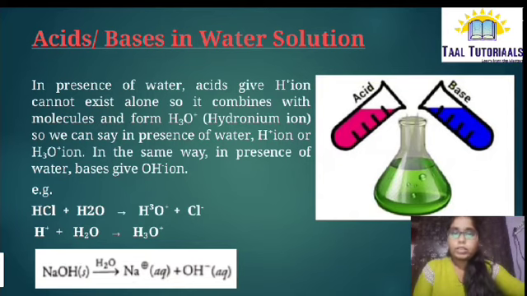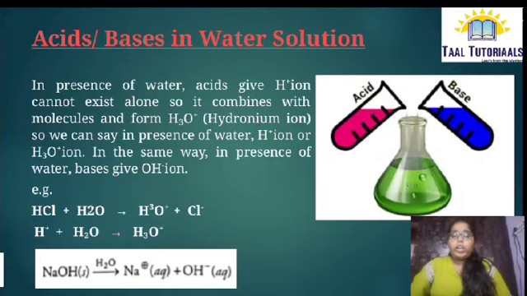Okay. Next, acids and bases in water solution. What happens when acids or bases are in water solution? In presence of water, acids give H plus ion, which cannot exist alone. That H plus ion cannot exist alone, so it combines with molecules of water and they form H3O plus, that is also known as hydronium ion. So we can say in presence of water, H plus ion or H3O plus ion, that is hydronium ion.